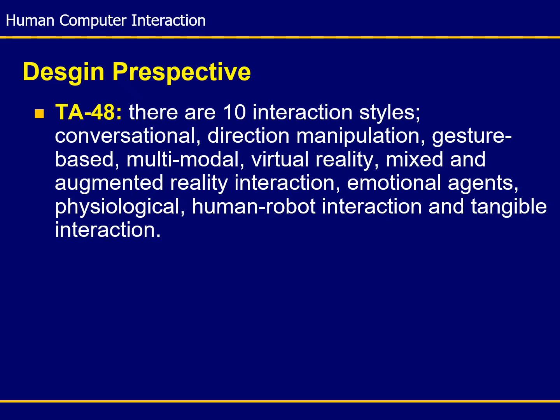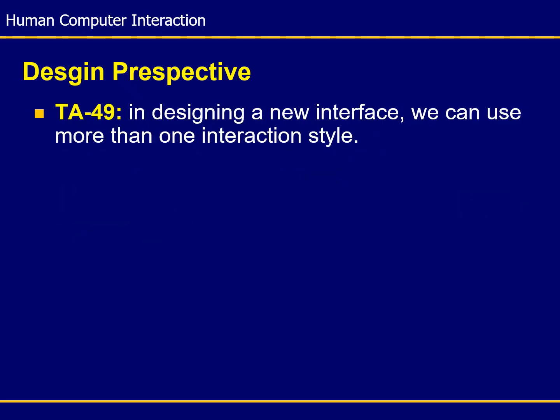So, the takeaway, there are 10 interaction styles: conversational, direct manipulation, gesture-based, multimodal, virtual reality, mixed and augmented reality, emotional agents, physiological, human-robot interaction, and tangible interaction. These are what we covered today. The other takeaway is that in designing a new interface, we can use more than one interaction style, okay?